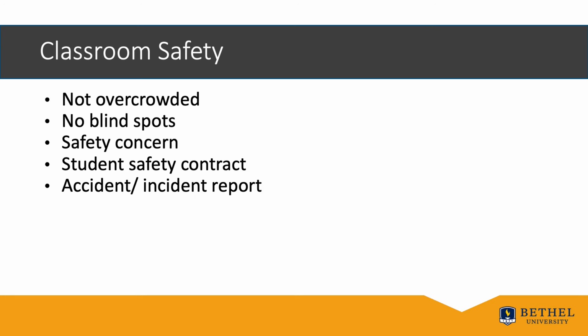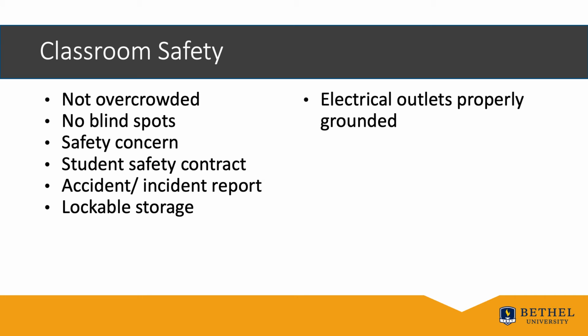If there is an incident that happens, make sure that you complete an accident or incident report that your school requires of you. Make sure you have lockable storage cabinets so students can't get to the materials and do things inappropriately when you're not there. Make sure that electrical outlets are properly grounded, so you want to inspect those within your classroom regularly. Make sure doors open toward the outside when possible.